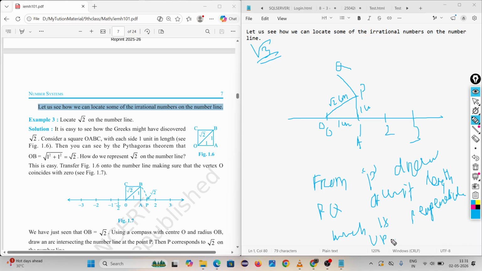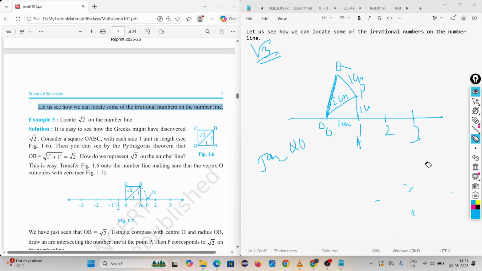Do you understand? Then join QO. First you join QO, then write down join OP. Look, this is root 2 centimeter, this is 1 centimeter, and your hypotenuse should be how much? Root 3.